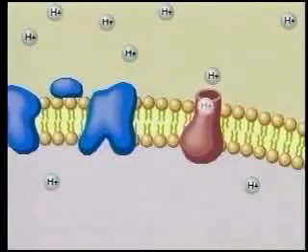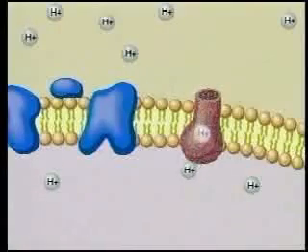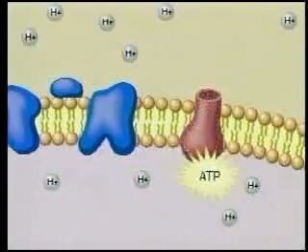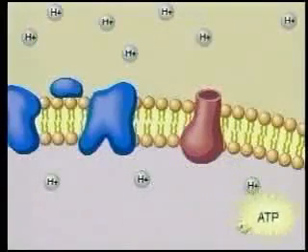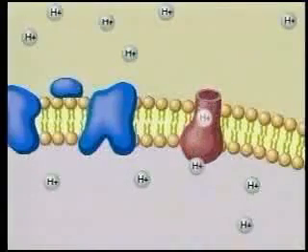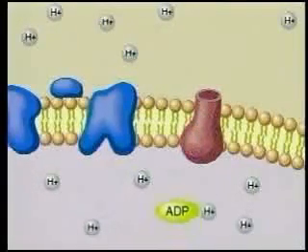This diffusion of hydrogen ions through the ATP synthase energizes the synthase. This energy is transferred to an ADP molecule forming ATP. This formation of ATP provides the cell with large amounts of usable fuel.